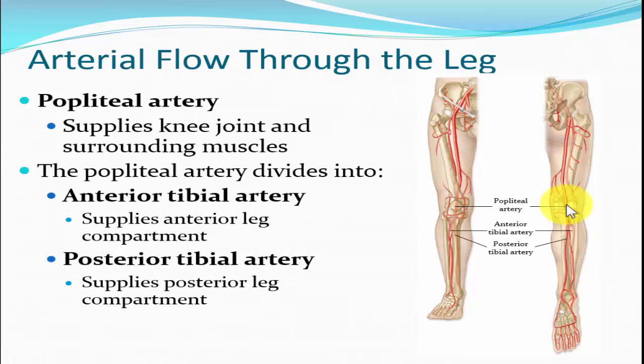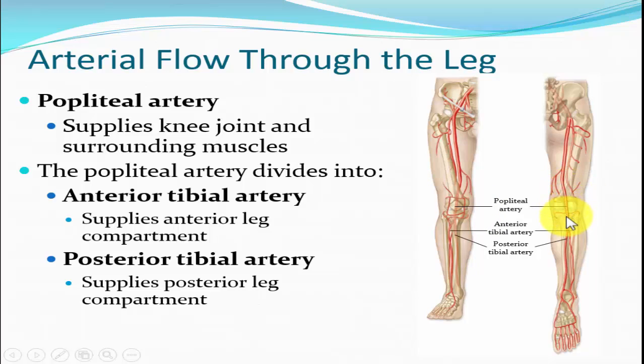If we continue to look, now we are focusing on structures on the posterior side, so we see the popliteal artery, and this supplies the knee joint and surrounding muscles. So popliteal basically refers to the back of the knee. So if we look at this diagram here, this is the patella. Basically on the back side of the patella we have the popliteal artery. And this is going to be the posterior view of that here.